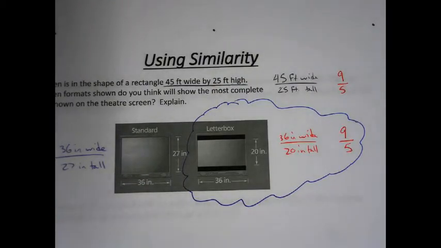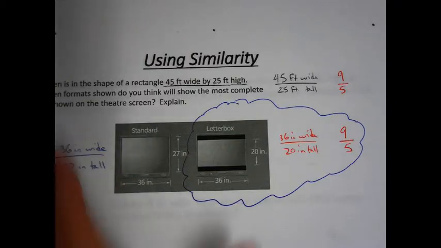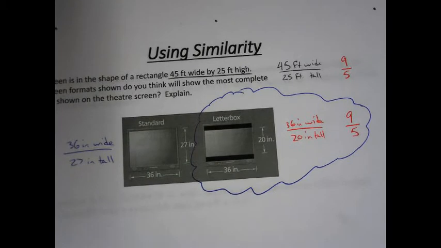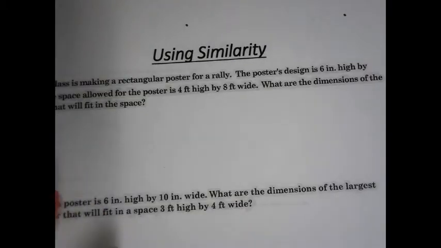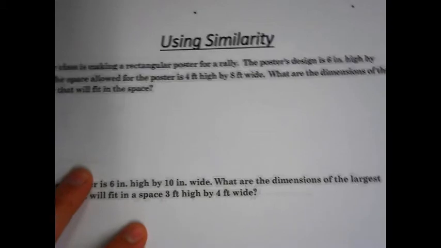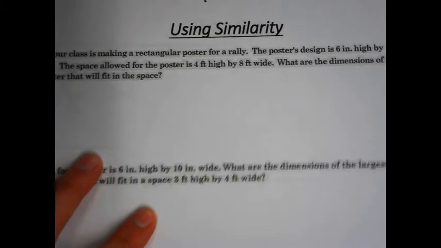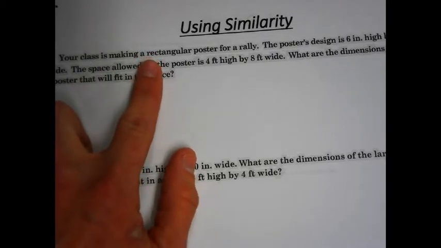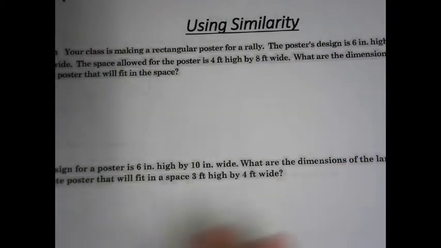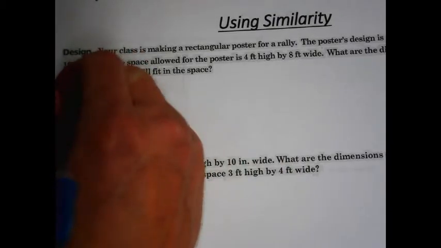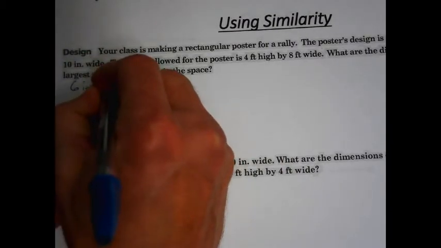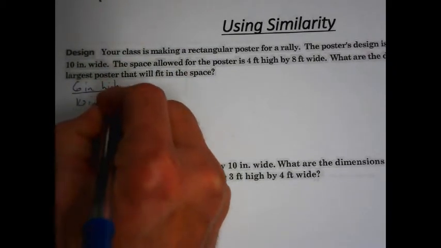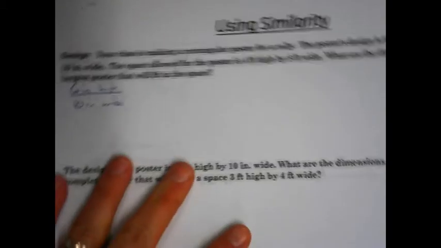Okay, so we're looking again at scale, we're comparing ratio, and why take that jump back? Because now we're going to get into some fun questions. So this is a question that is fun to deal with. We're talking about design. Your class is making a rectangular poster for a rally. Now the poster's design is 6 inches high by 10 inches wide. Now remember, what we want to do is label everything. 6 inches high by 10 inches wide. That's the design of the poster.